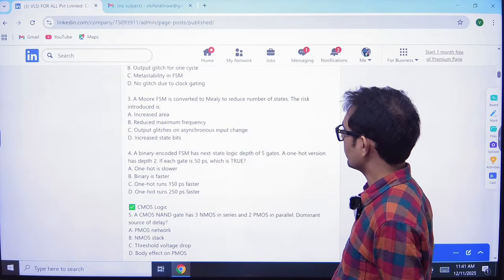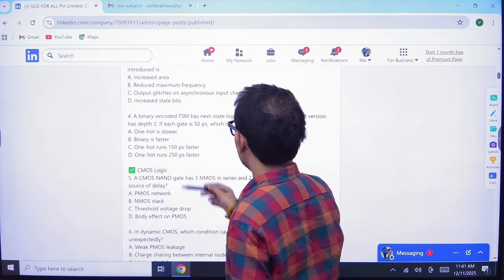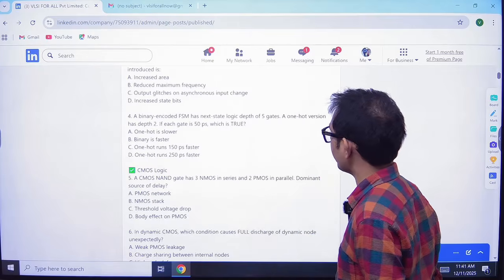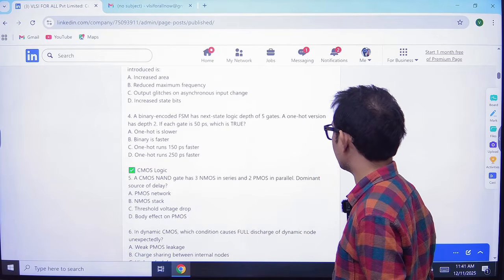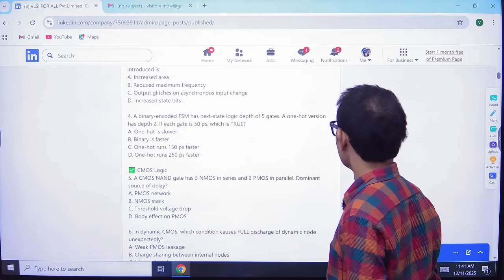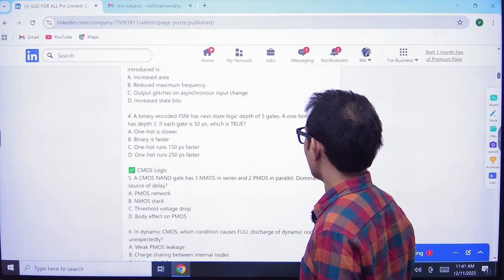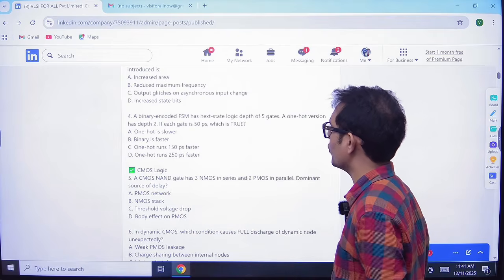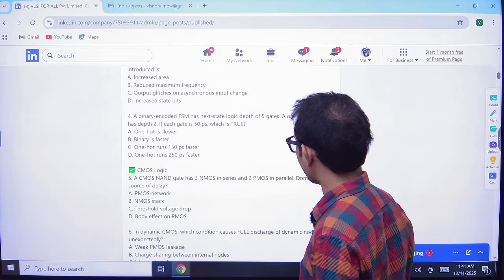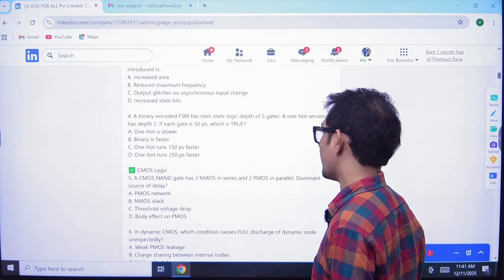Okay, so here the glitches will be different, right? C is the answer. A binary encoded FSM has a next state logic depth of 5 gates. One hot version has a depth of 2. If each gate is 50 ps, which is true? One hot is slow, binary is faster. One hot runs 150 ps faster, one hot runs 250 ps faster.